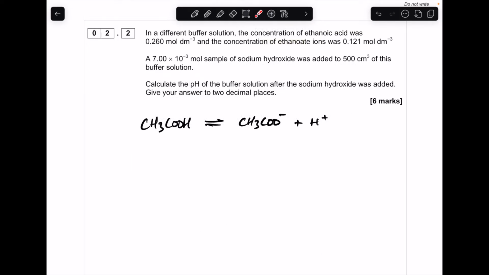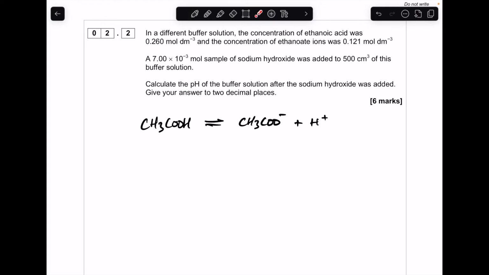Moving on to part 2, so we've got a different buffer solution made of the same chemicals. So I'm going to refer to this system here to explain the question. We're told the starting concentration of the acid is 0.26 moles per decimeter cubed and the ethanoate ions is 0.121. Then we're told that many moles, so notice these are concentrations whereas this is moles, that many moles of sodium hydroxide is added to 500 centimeters cubed of the buffer.